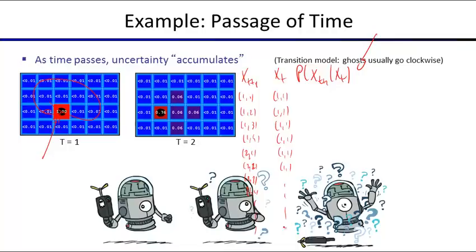And then xt will take on its next value in the table, which will be maybe 1,2. And xt+1 will be able to take on all 24 values for that. So you'll have a table of size, in this case, 24 by 24, to represent the entire conditional probability table.